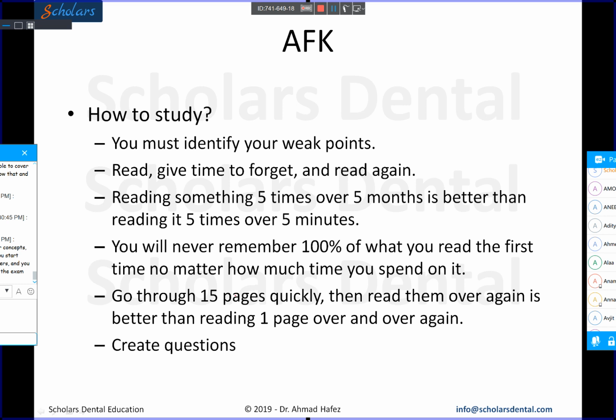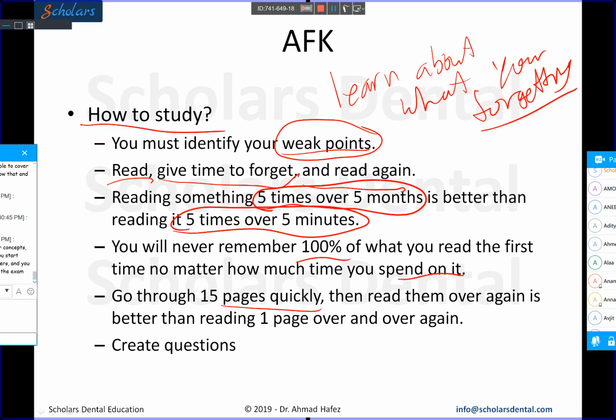Okay, go through 15 pages quickly. This is a technique I use. Go through 15 pages quickly, then read them over again. It's better than reading one page over and over again.